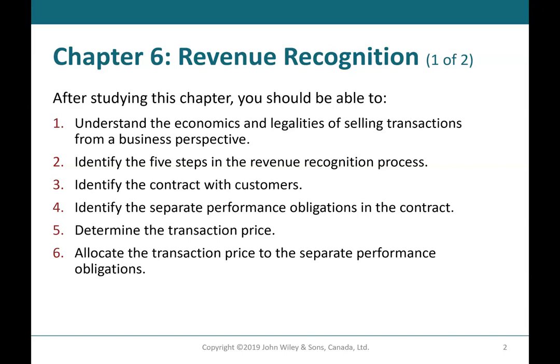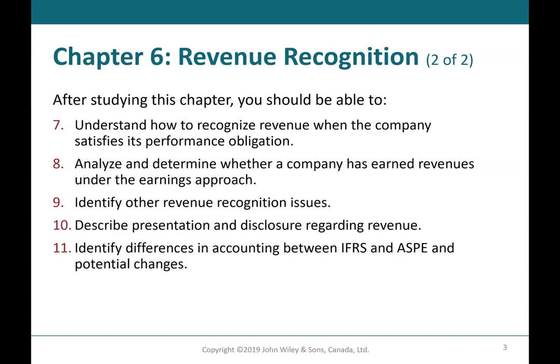5. Determine the transaction price. 6. Allocate the transaction price to the separate performance obligations. 7. Understand how to recognize revenue when the company satisfies its performance obligation. 8. Analyze and determine whether a company has earned revenues under the earnings approach. 9. Identify other revenue recognition issues. 10. Describe presentation and disclosure regarding revenue. 11. Identify differences in accounting between IFRS and ASPE and potential changes.